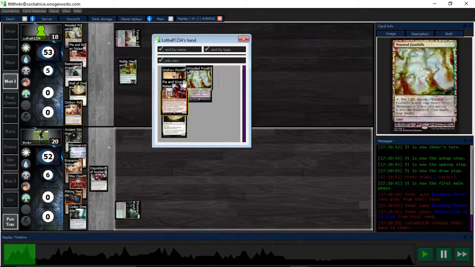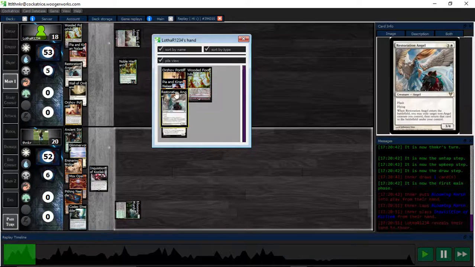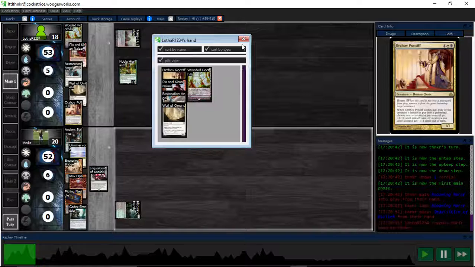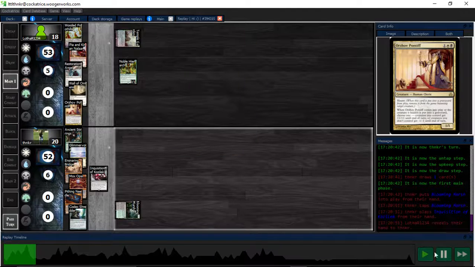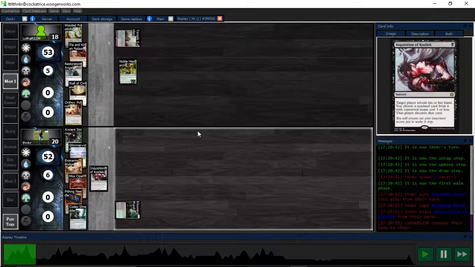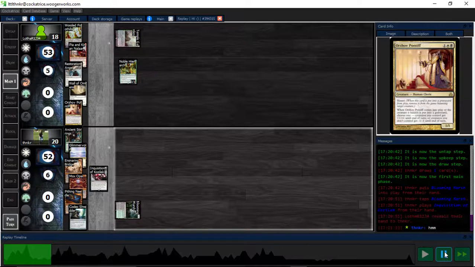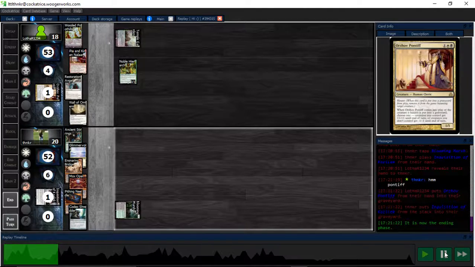Inquisition, and as soon as I see Pia and Orzhov Pontiff, and Restoration Angel, I know. I'm like, okay, yeah, it's probably whatchamacallit, what's that thing called? Kiki-Jiki. Yeah, and I can't remember if I grabbed the Pontiff or not. I think I grabbed the wall. Yeah, I guess I grabbed the Pontiff.